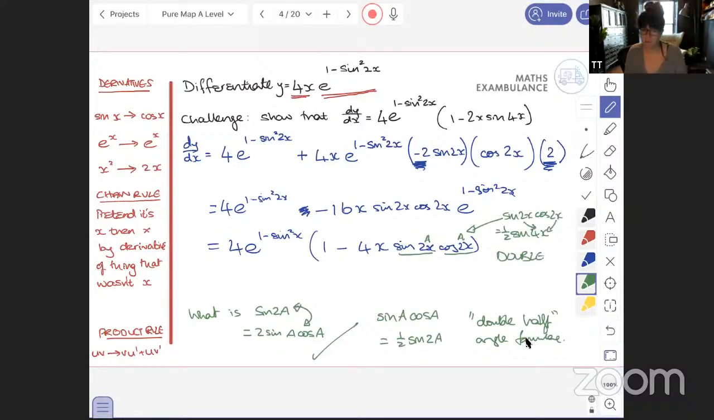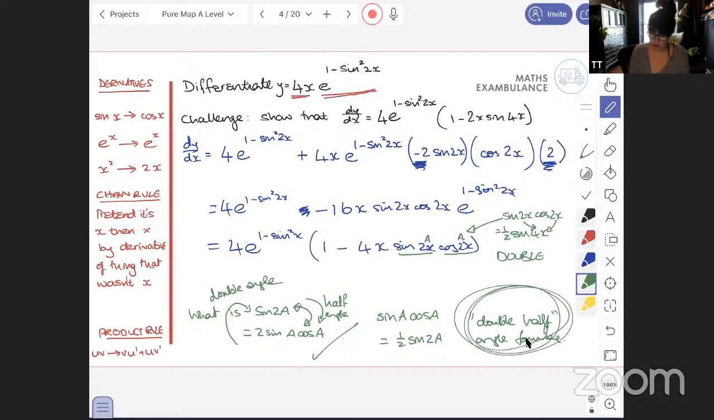So instead of halving the angle, in the other direction you double the angle. And that's why I call them the double halves, okay? So that's why it ended up like that.